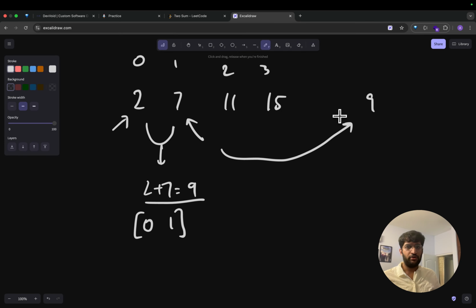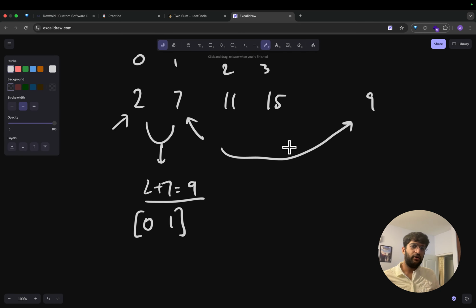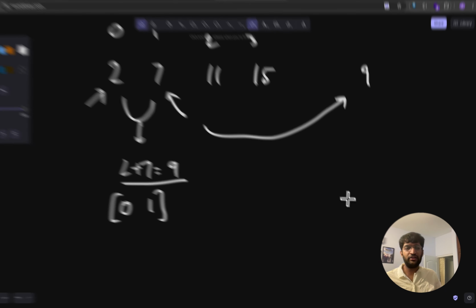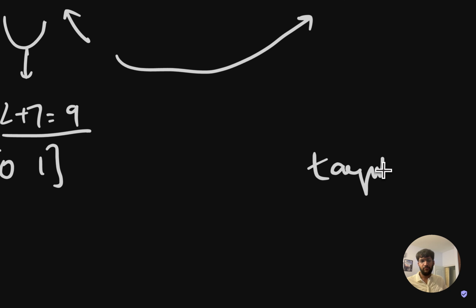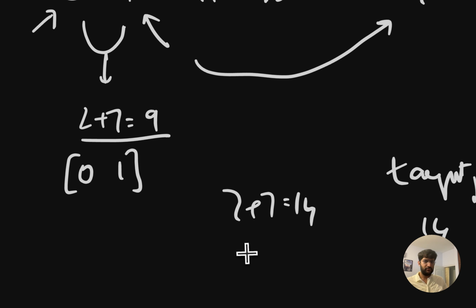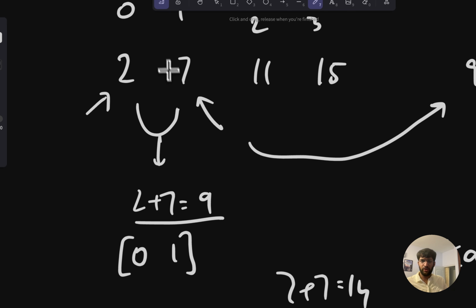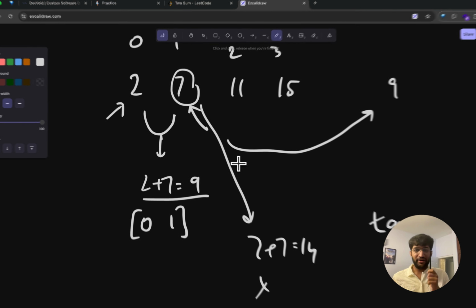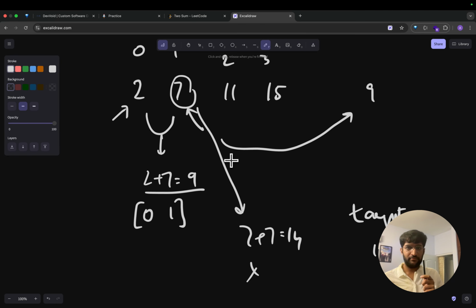What are they saying? One more. You cannot use the same element twice. What does that mean? Let's take the same example and try to get the target as 14. 7 plus 7 is 14, right? But they are saying this is not allowed. Why? Because there's only one 7 over here, right? Since there's only one 7, we cannot use 7 twice. So we cannot repeat numbers, unless they're repeated, of course.